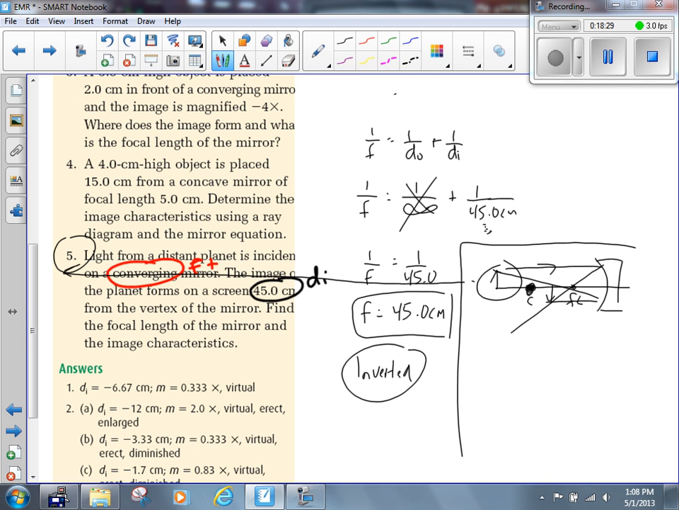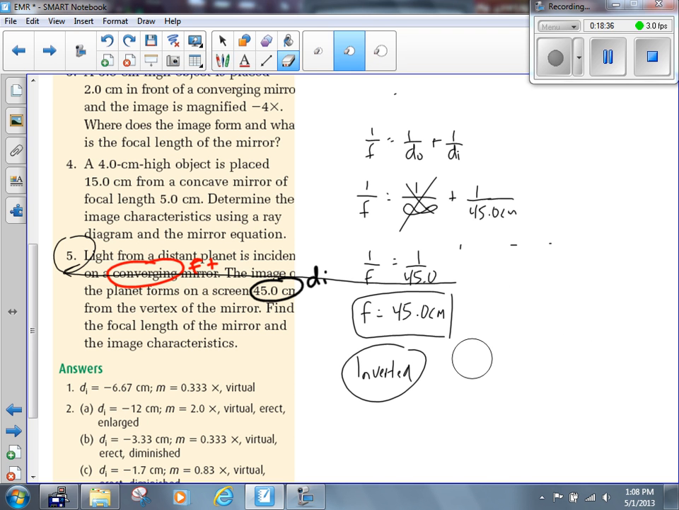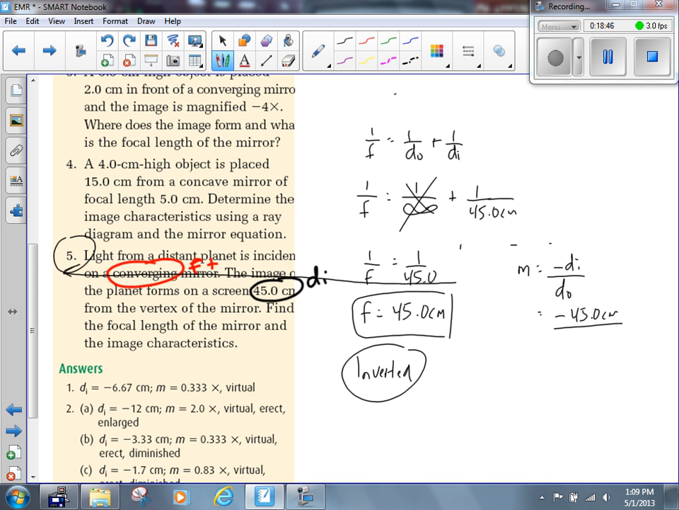Now, by this ray diagram, we can also determine that the image is going to be smaller, but we can also figure that out mathematically. Let's say m is equal to negative di over do. Negative 45 centimeters. What was do again? 100,000 million, or whatever number you pick that's huge, basically infinity. I don't need to solve for the value of that magnification. It's going to be a really, really small number. Because it's a number between 0 and 1, that means the image is going to be smaller. And because the magnification is negative, it means the image is going to be inverted. Upside down.